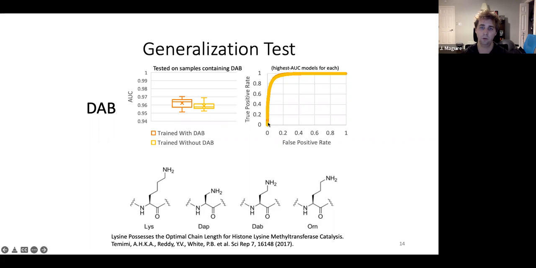The ROC curves roughly overlap with one another. Again, just like in the larger plot before, we're only plotting the ROC for the highest AUC, so the very top model of each. So perhaps the average one is worse, but at least at its best, they can compete with one another. And this was a huge win.